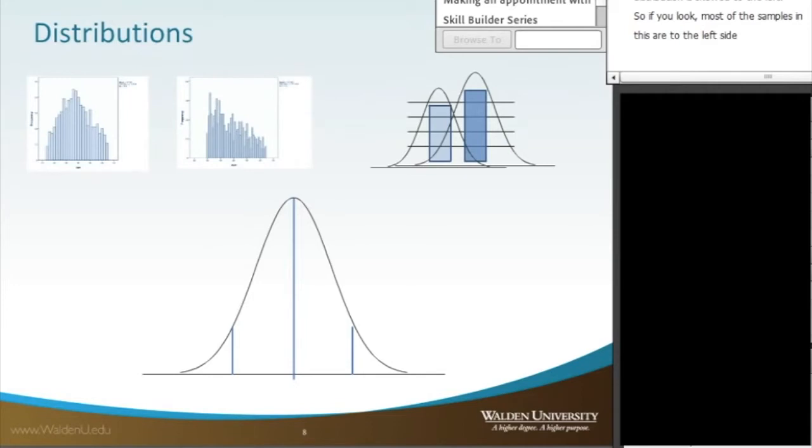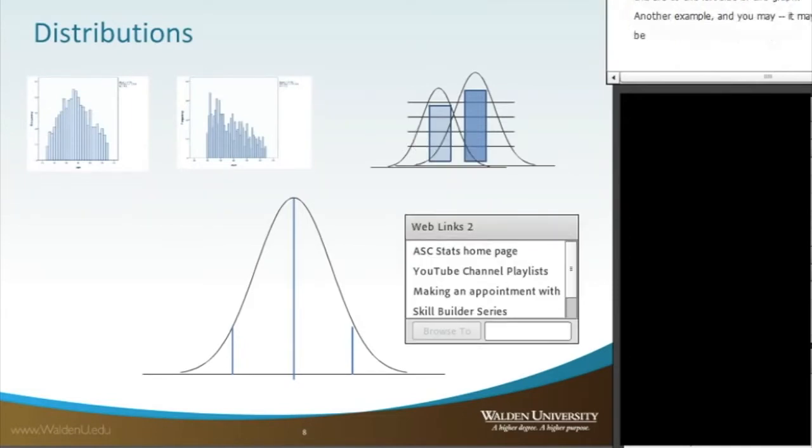Another example, and it may be superimposed over my web links, so I'm going to move that down. There we go. Sometimes you'll have what's called a bimodal distribution. What happens is you actually have more than one distribution superimposed on one another.